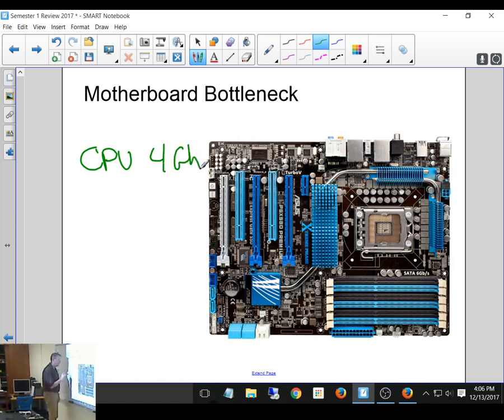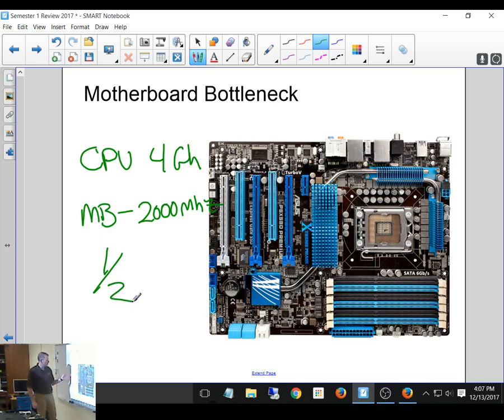We talked about what a bottleneck was and the fact that if our CPU is a 4 gigahertz processor and our motherboard takes 2000 megahertz RAM, we know that the speed of the motherboard is half the speed of the CPU, because 2000 megahertz equals 2 gigahertz.